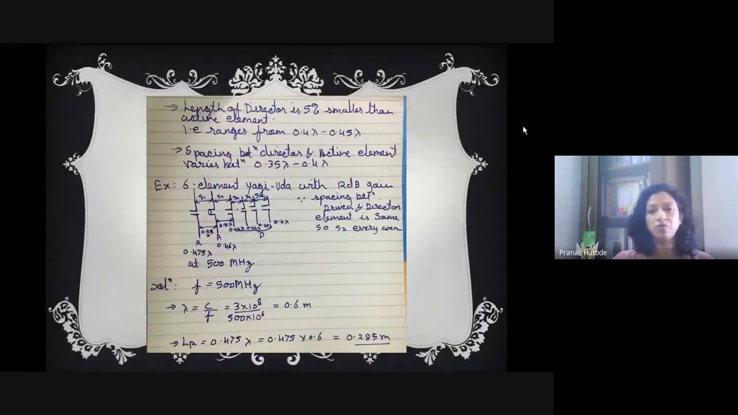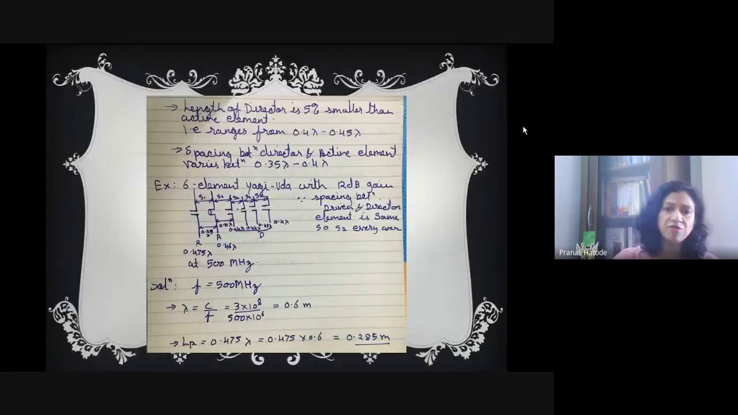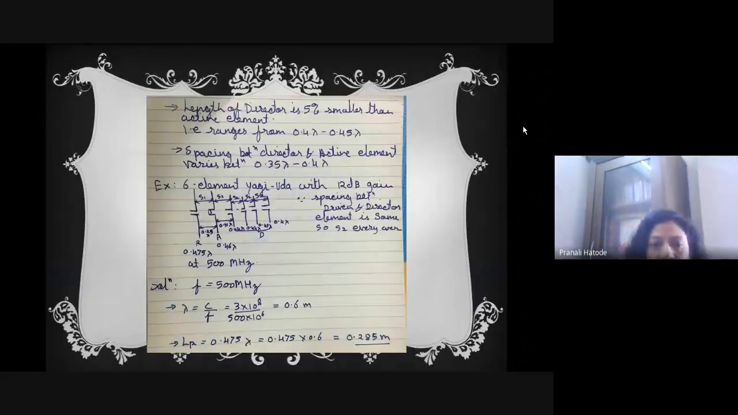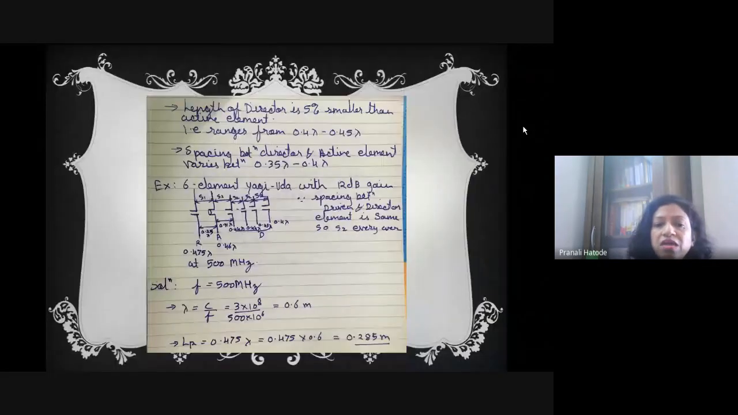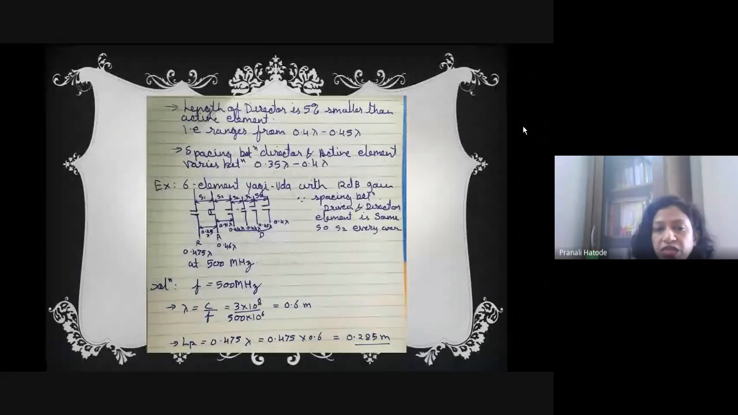Yagi antenna. Now here I have taken one example of a 6-element Yagi antenna for 12 dB gain. Here I have given the length of the reflector as 0.475 lambda. This is taken according to the guidelines. We have decided all these things. The length of the active element has to be slightly less than lambda by 2, so 0.46 lambda is taken.